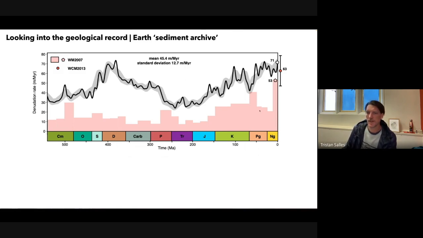What you've got here in pink is the estimates from the sedimentary record. We know that the sedimentary record is going to be incomplete, because many sediments that were deposited at some stage have been eroded over time. But what the model can help us investigate is how this denudation rate has actually changed over time.